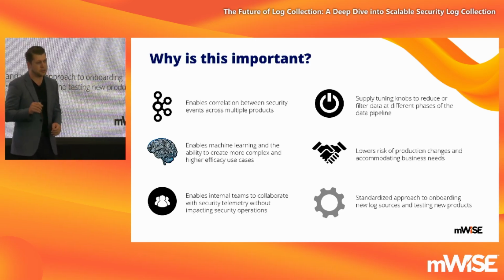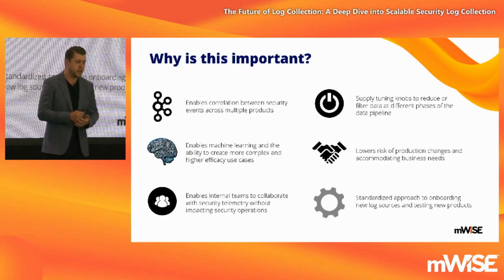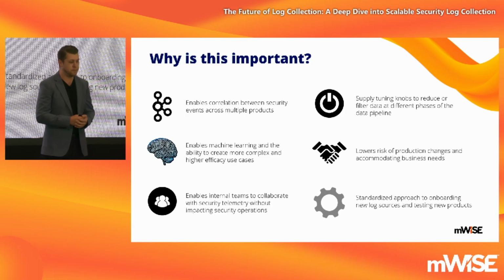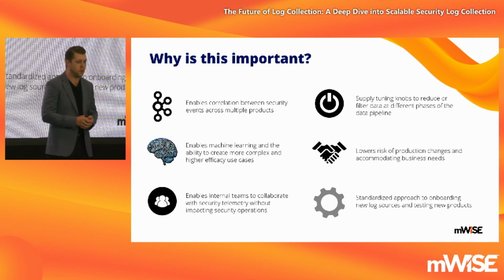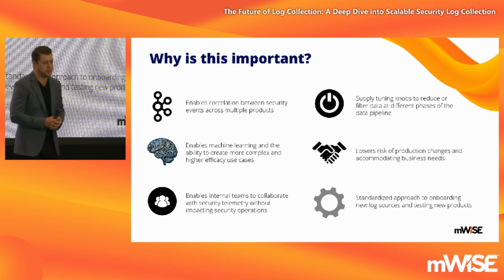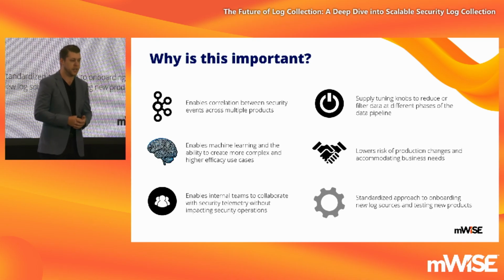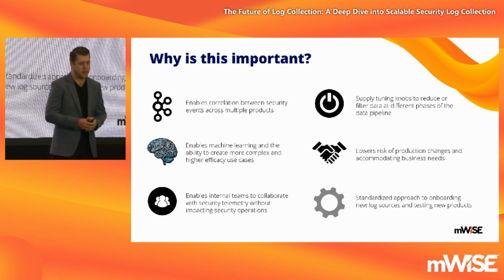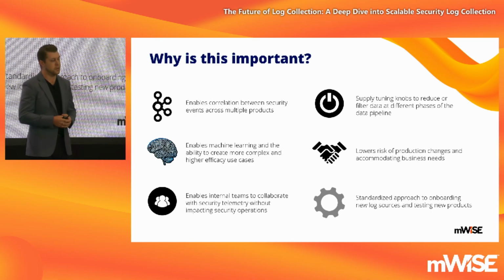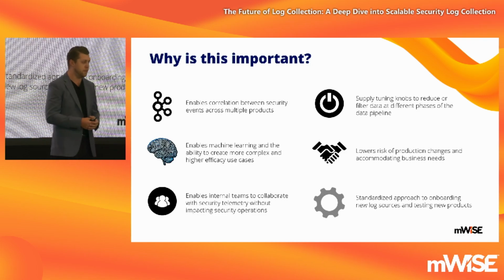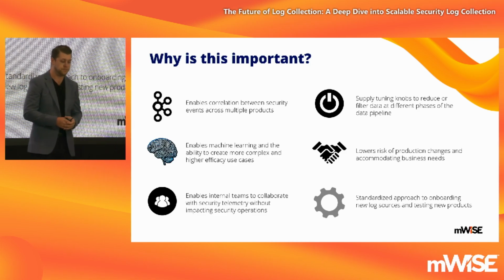Now, if we're looking at something a little bit more forward-looking, think about machine learning. You need to have a common schema to correlate between different data points so that you could collect that and aggregate and create calculations off of that. Once you enable that, you could start focusing on more complex and higher efficacy use cases.